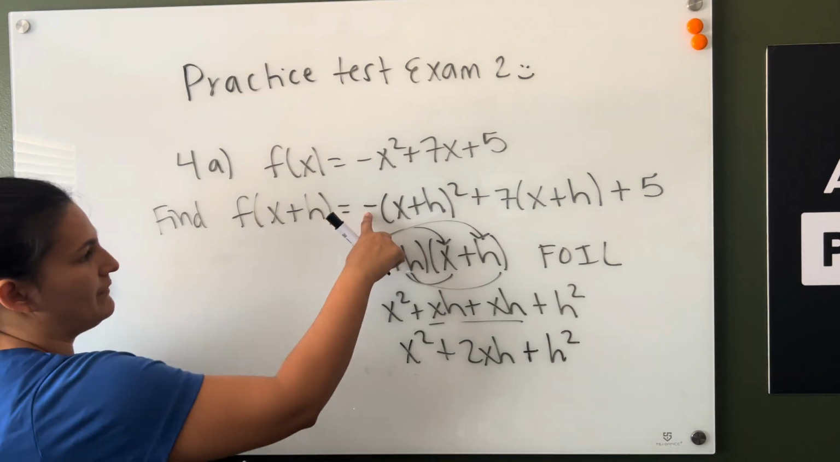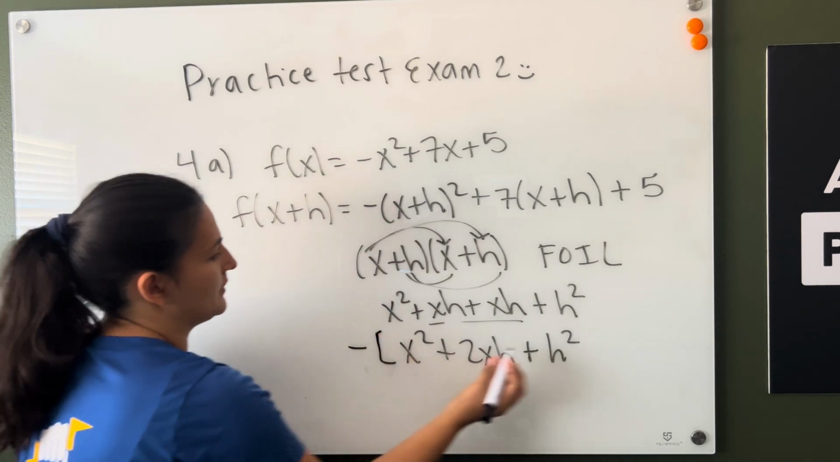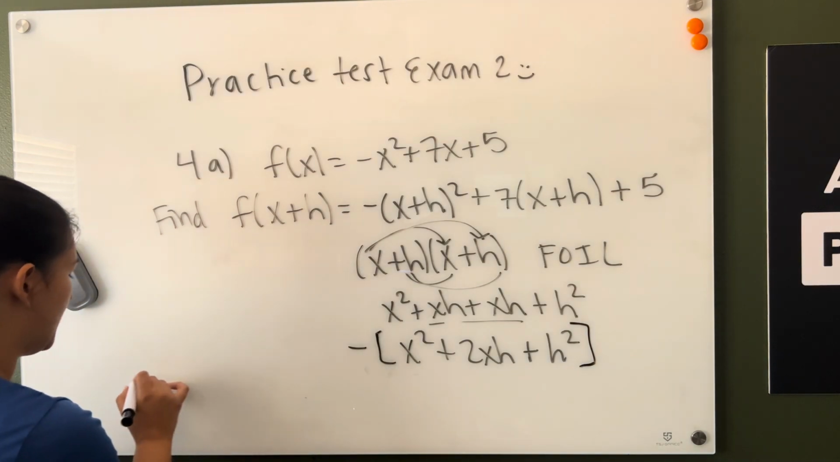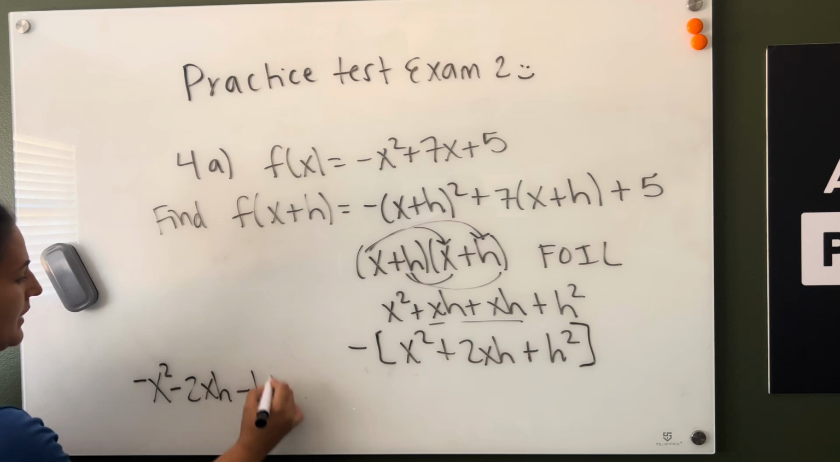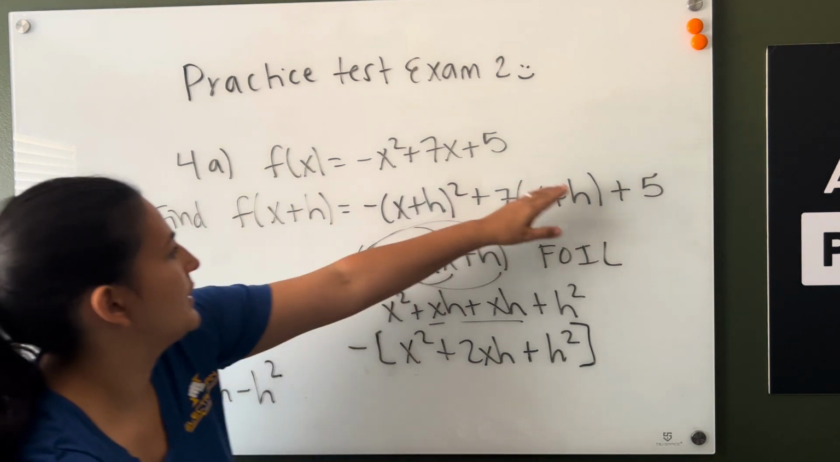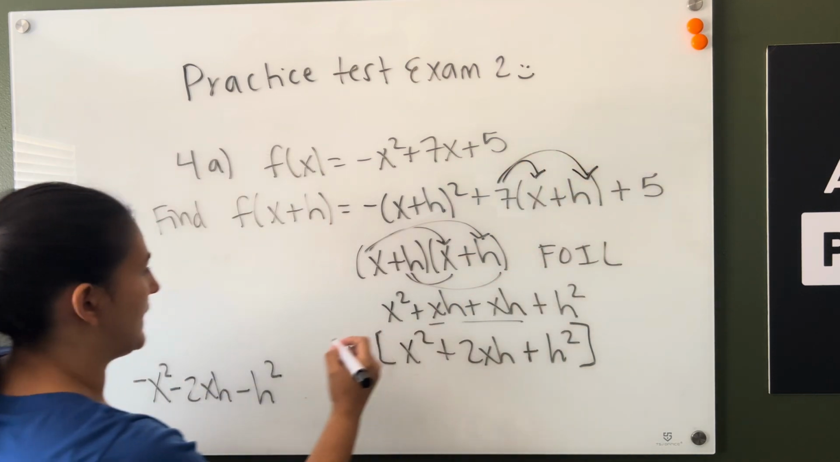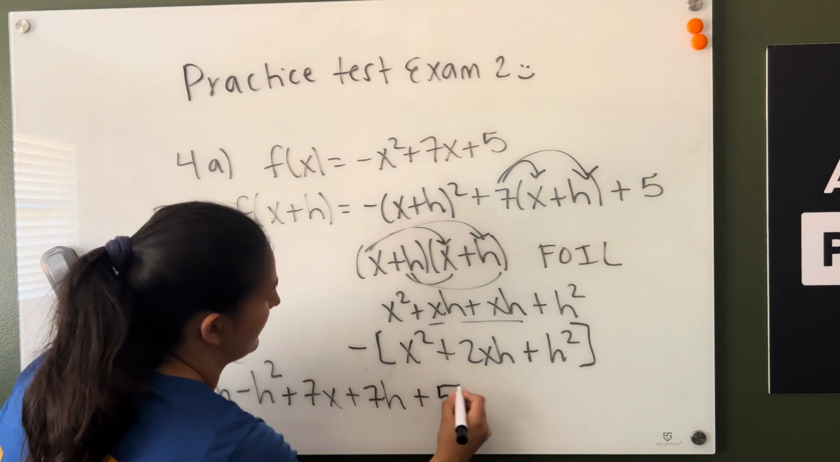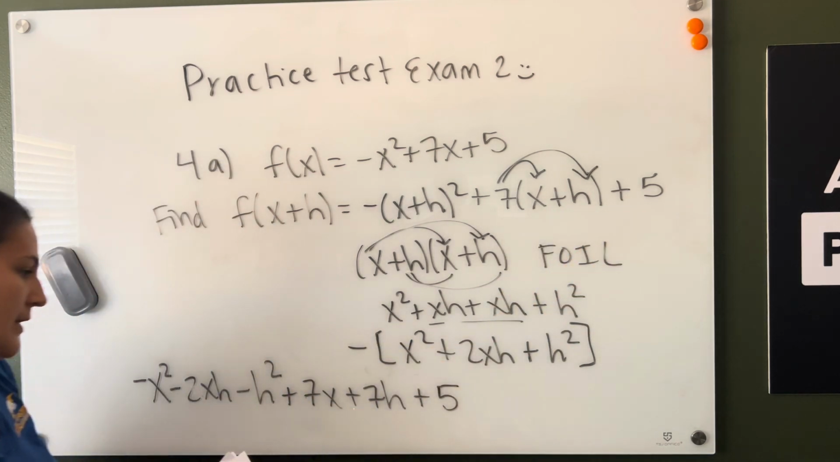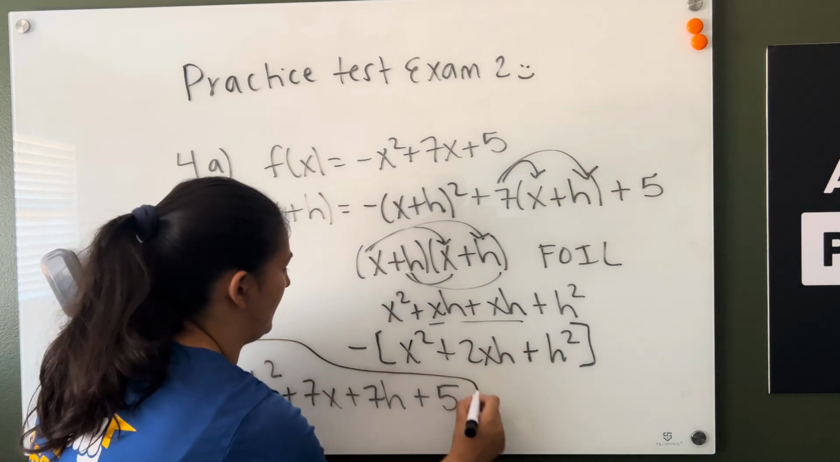Okay, but there's a negative out here. So don't forget to distribute that negative once you get your answer after you FOILed. It's going to be -x squared minus 2xh minus h squared. And then of course don't forget about the rest. This 7 says multiply me; it wants to be multiplied by the x and by the h. And of course the 5 is just a 5. I couldn't plug anything into there, so that number is going to remain. I'm going to double check that I don't have any like terms to put together. I don't, so this is my final answer for f of x plus h.